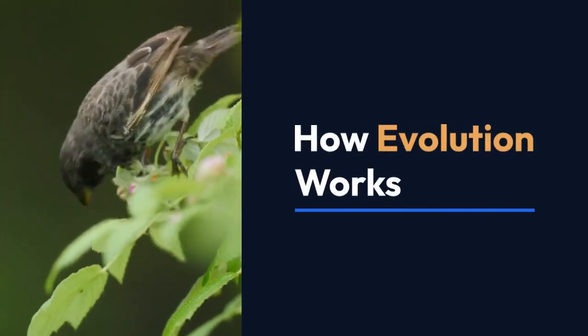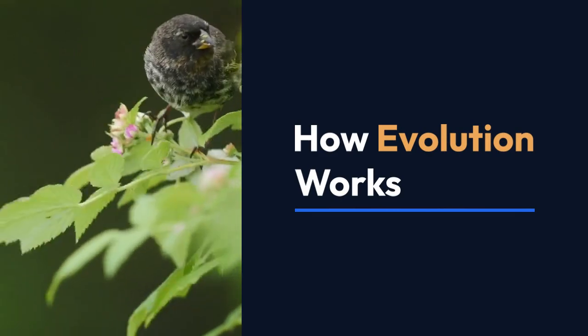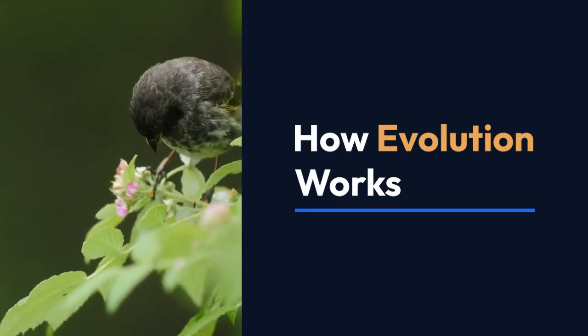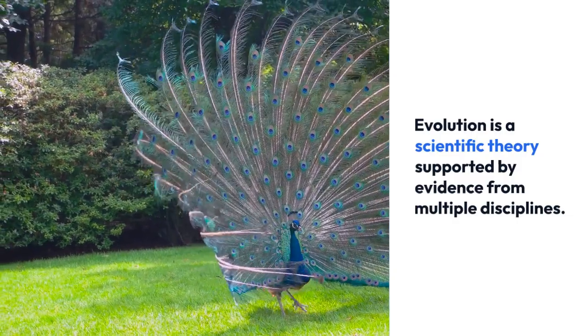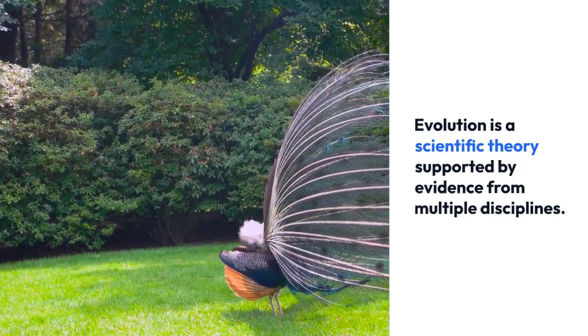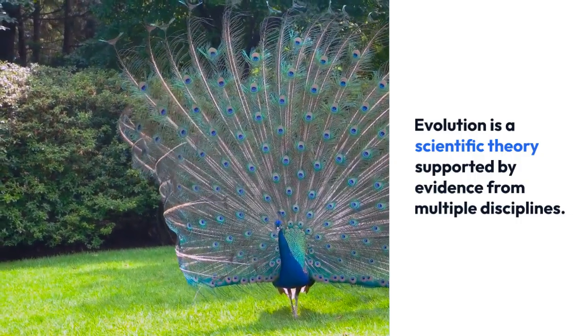Evolution is a fundamental process that explains how life on Earth has changed and diversified over billions of years. It is a scientific theory supported by a vast body of evidence from multiple disciplines, including paleontology, genetics, and comparative anatomy. The following is a simplified explanation of how evolution works.